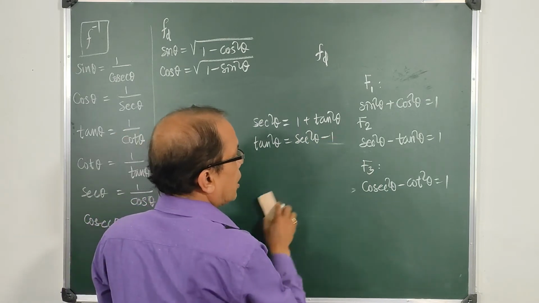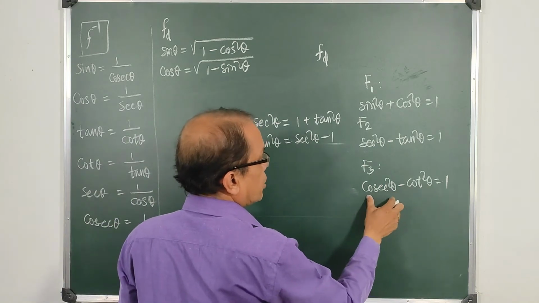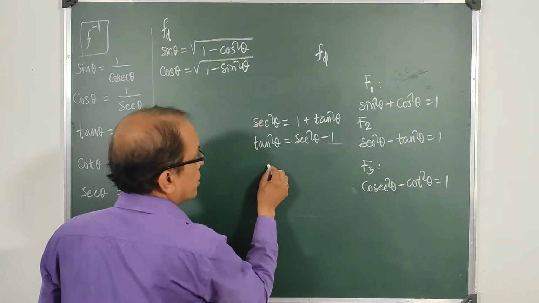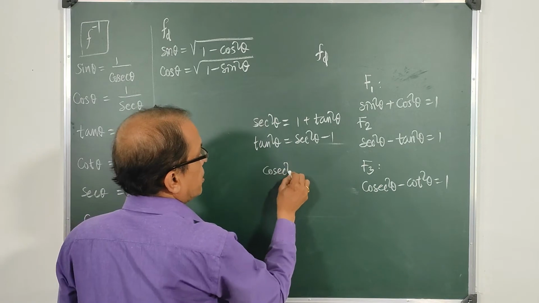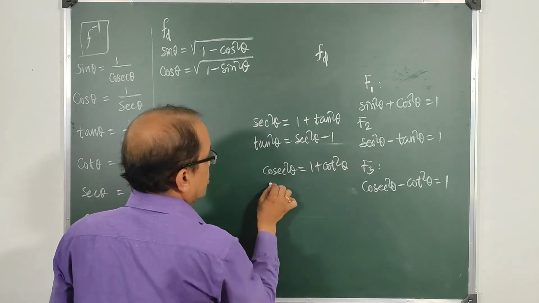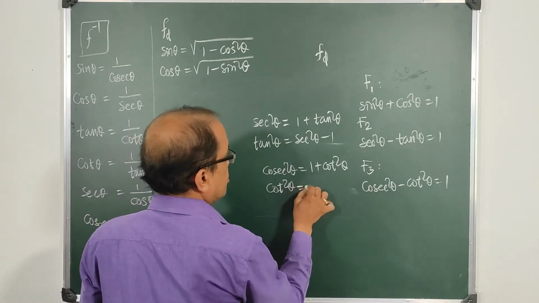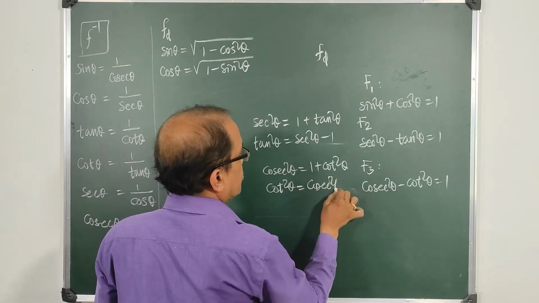Similarly, from the third formula we will also get cosec square theta and cot square theta. Cosec square theta is 1 larger than cot square theta. So cosec square theta is 1 plus cot square theta, and cot square theta is 1 less than cosec square theta. So cosec square theta minus 1.